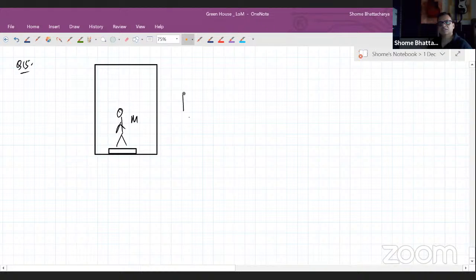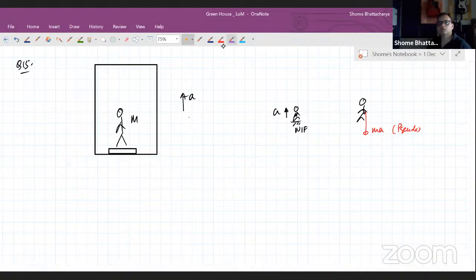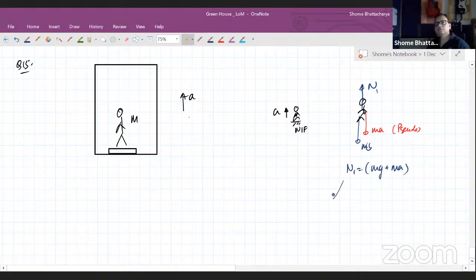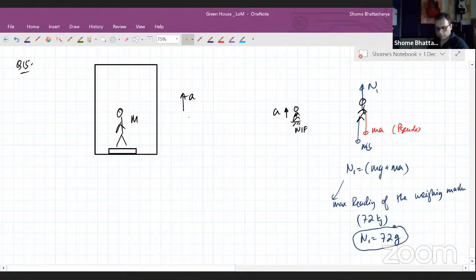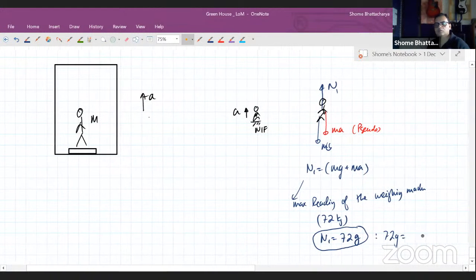So there's a person of mass m. Now this elevator is accelerating upwards. At that point of time, because he is in the non-inertial frame, going upwards with an acceleration a, there's a pseudo force acting downwards on his body. And that is interfering with the measurement of the normal reaction. So this normal reaction, let's say N1 in this case, is mg plus ma. And this N1 will correspond to the maximum reading of the weighing machine, which is 72 kgs or whatever. So N1 should be equal to 72 g. So your first equation is that 72 g is equal to this much. So this is your equation 1.